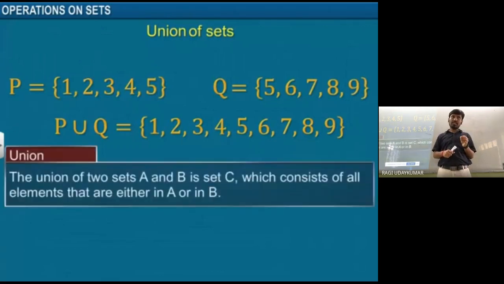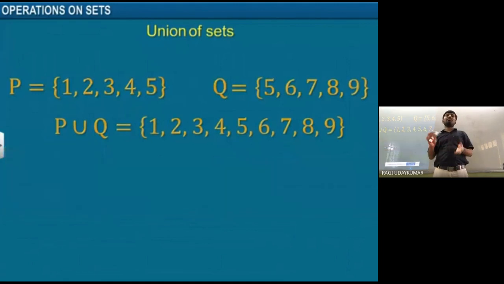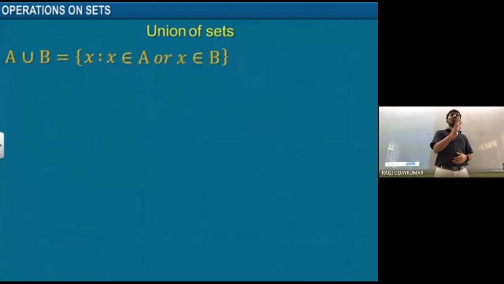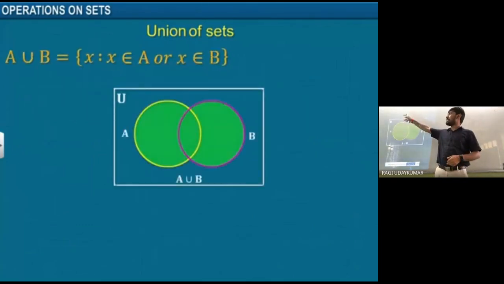Union of the two sets A and B is a set C which contains all the elements that are either in A or in B. Union is generally considered an OR condition. So either in A or in B. If it is in both, then we have to include it; if it is in only one, it is also included. So union represents X such that X belongs to A or X belongs to B.